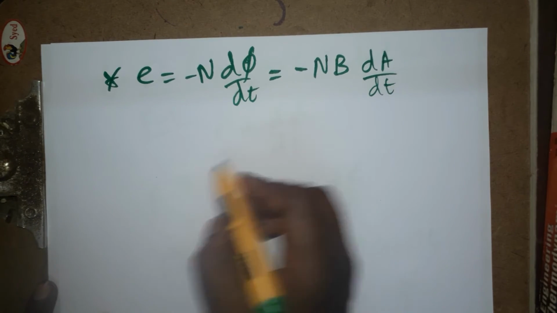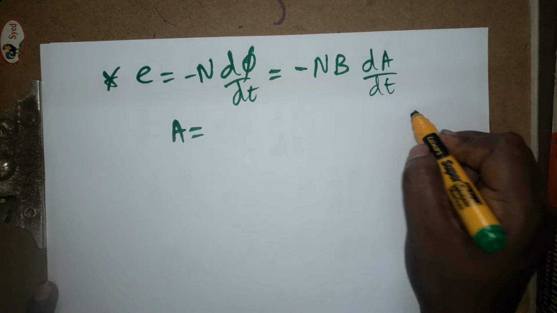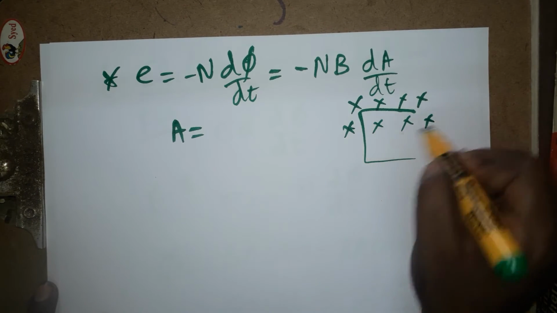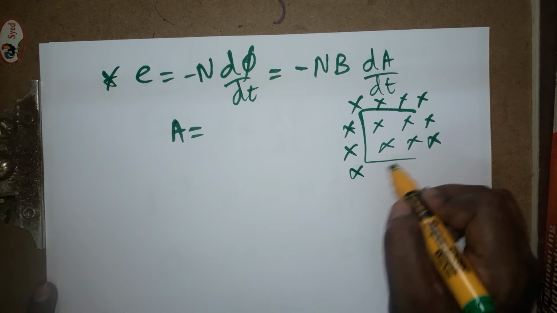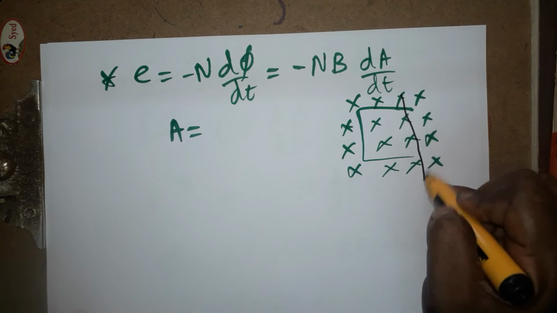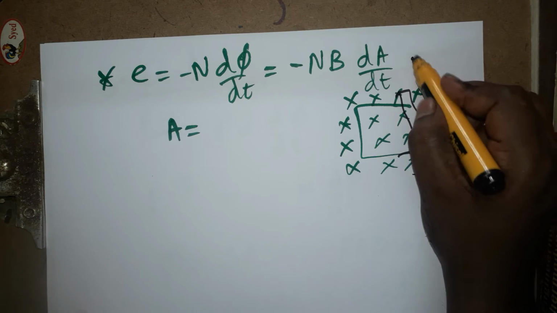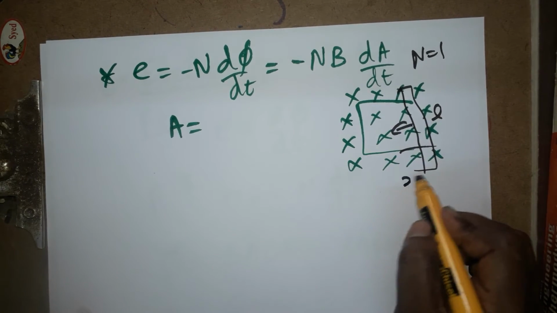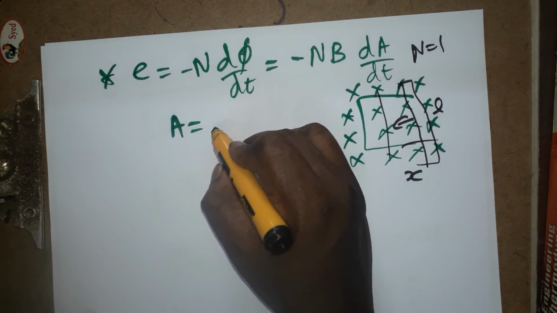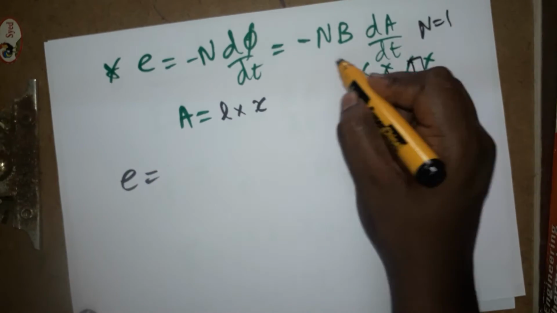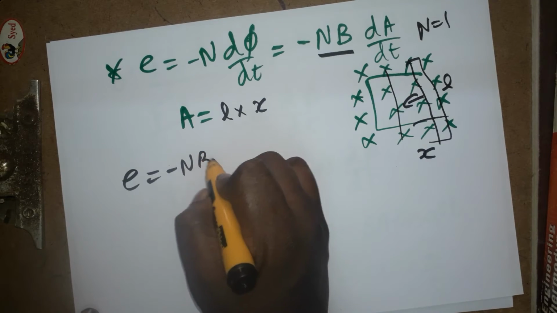So A, in a clamp, area is going to be length into breadth. How much area is changing? I am using one rod, so n is going to be 1. When we are moving, it is the length of the rod and x is the distance I am moving. So area is length into x distance. Length is constant, so EMF is equal to minus NB times l dx by dt.